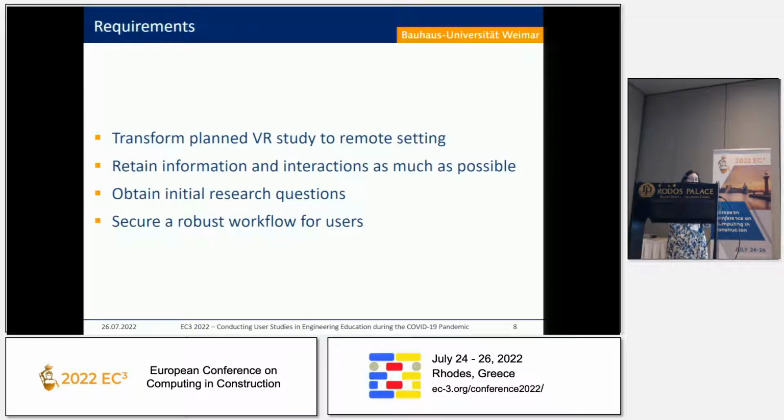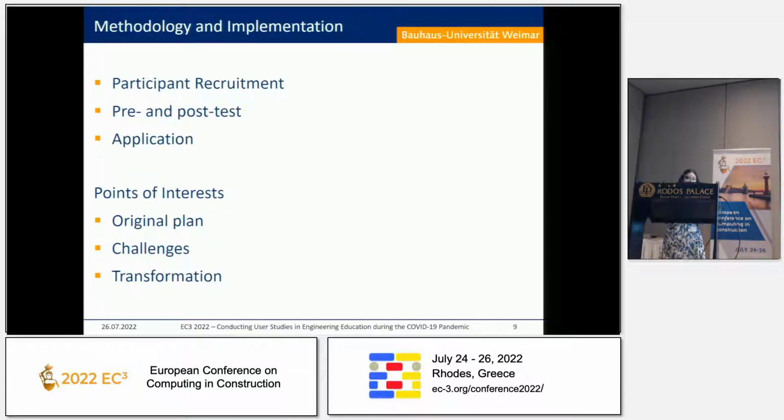During transformation, we also had to secure a robust workflow for the users, and what we want to concentrate on now is 3 things. How do we recruit participants in that time? What do we do with the pre and post tests, and also with what we transform in the application. So I'm going to talk about our original plan, the challenges, as well as the transformations that we did.